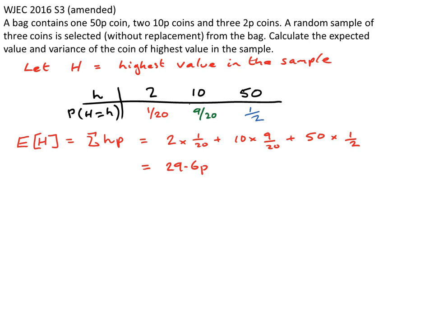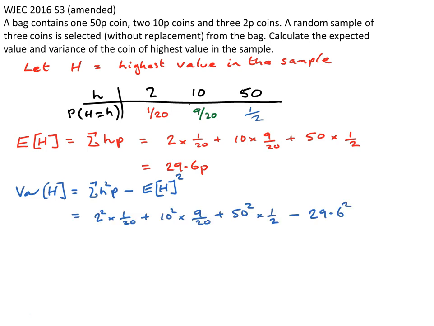The variance of h is the sum of the values of h squared times the corresponding probabilities, take away the expected value of h squared. So that's 2 squared times a 20th plus 10 squared times 9/20 plus 50 squared times a half, take away 29.6 squared, which is 1295.2, take away 29.6 squared, or 419.04.